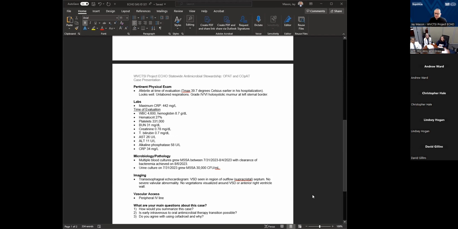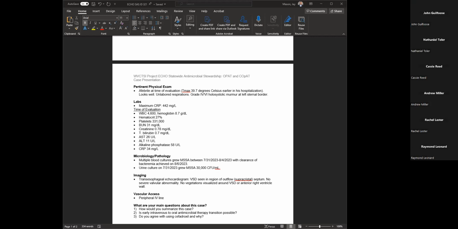On physical exam, when we met him, he was afebrile, though he was ill earlier in the hospitalization with the temperature reaching almost 40 degrees Celsius. He looked well, had unlabored respirations, and he did have a grade 4 out of 6 holosystolic murmur at the left sternal border. Moving on to his labs, his CRP earlier in his hospital course was very high, around 440. At the time we saw him, his white blood cell count was normal. The rest of his labs were pretty much unremarkable. CRP had decreased to 34.